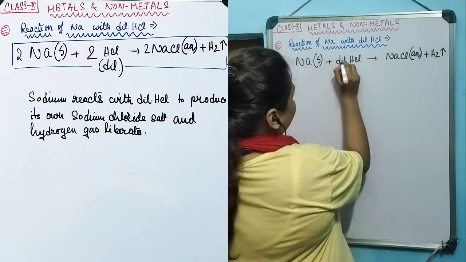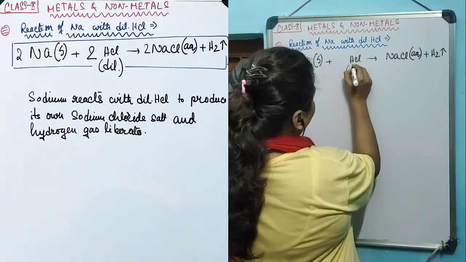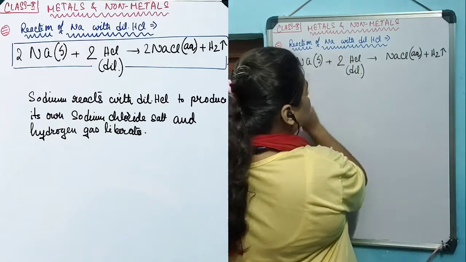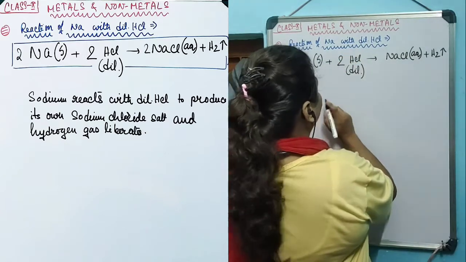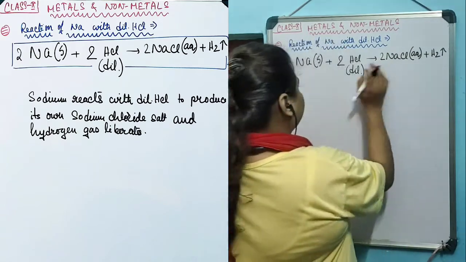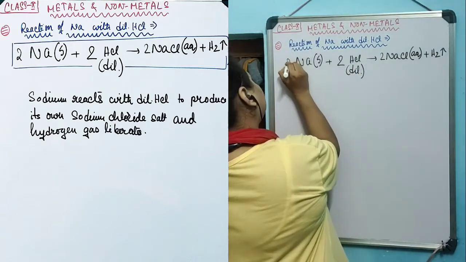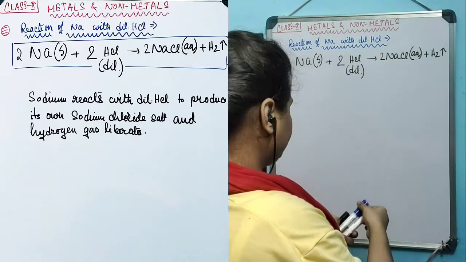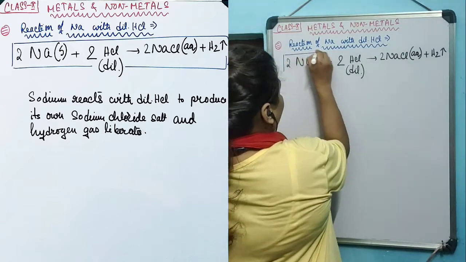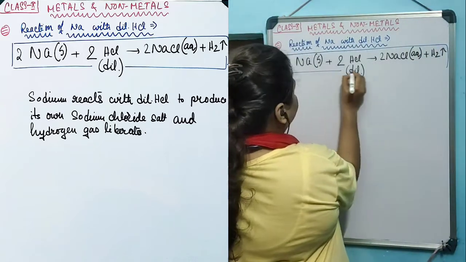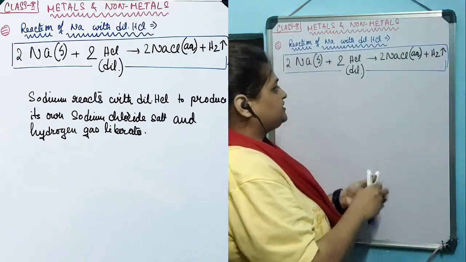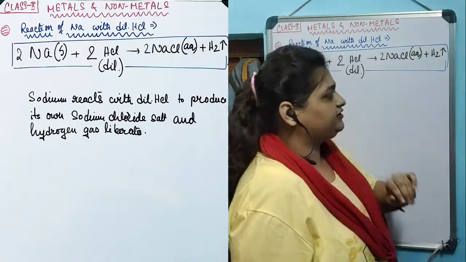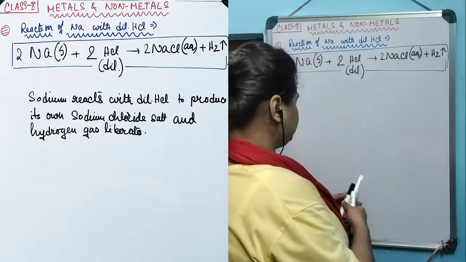Now to balance this, I'm going to write this dilute here within parentheses. I'm going to multiply 2 with the HCl, and to balance chlorine, I'm going to multiply 2 on this side. And to balance the sodium, I'm going to multiply 2 on the left hand side. Now this is the balanced chemical reaction when sodium reacts with dilute hydrochloric acid: 2Na solid plus 2HCl dilute hydrochloric acid produces 2 molecules of NaCl in aqueous medium, and 1 molecule of hydrogen gas liberates.